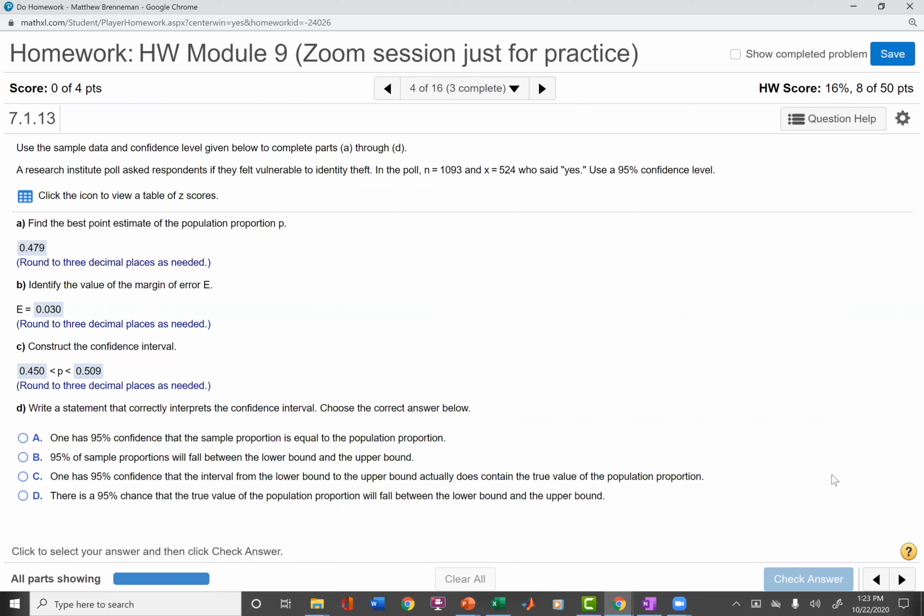So it looks like D, right? There's a 95% chance, because my confidence interval is supposed to contain the population proportion. It's a 95% confidence interval. So there's a 95% chance, right, that my population proportion is going to be in my confidence interval, right? Right. Wrong.